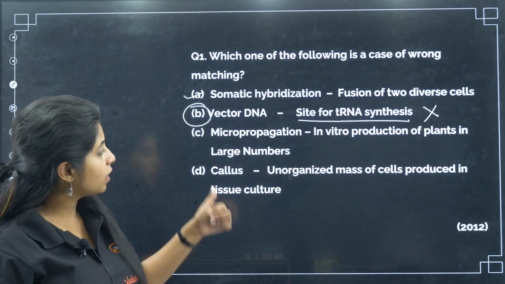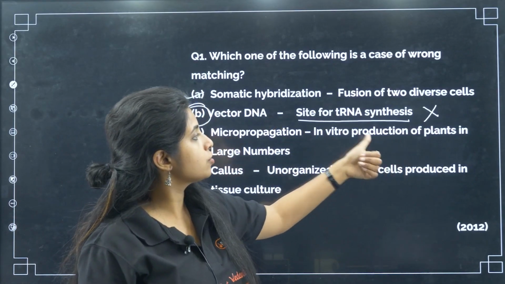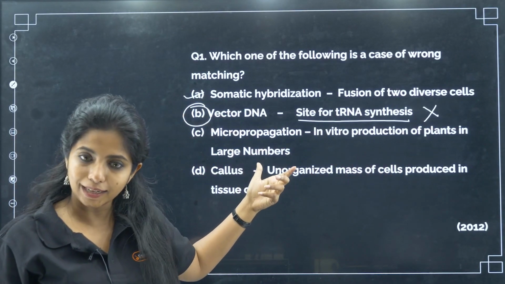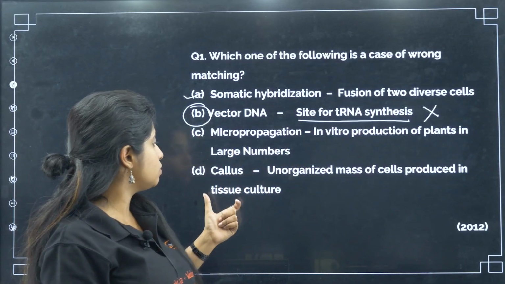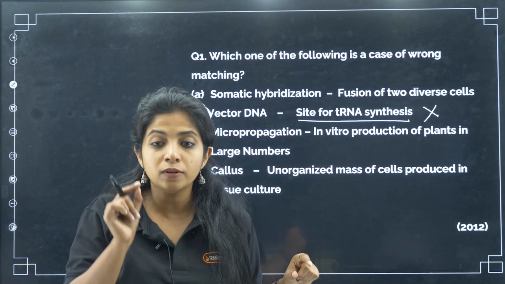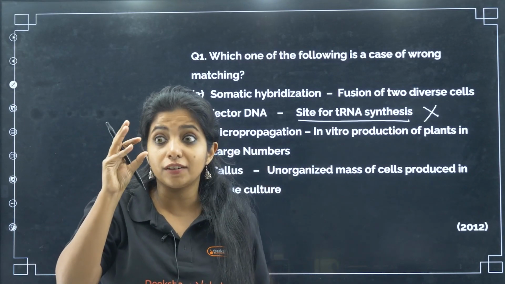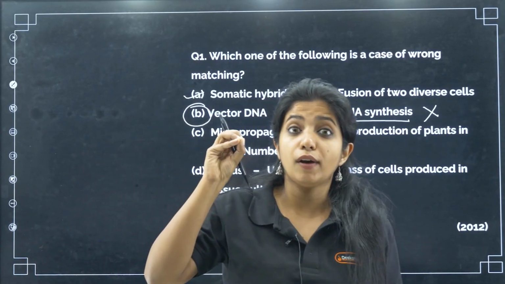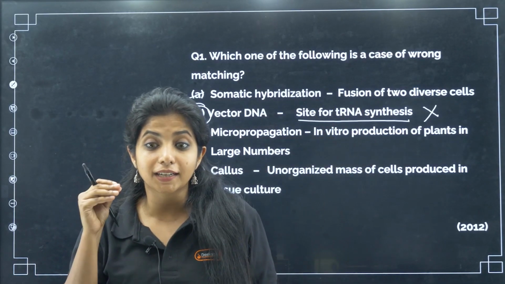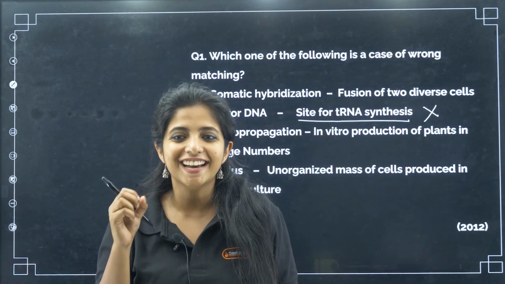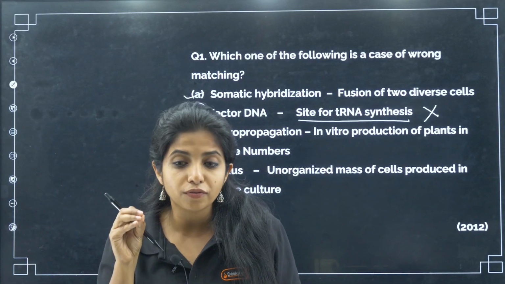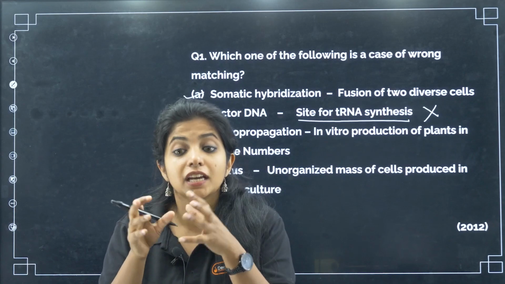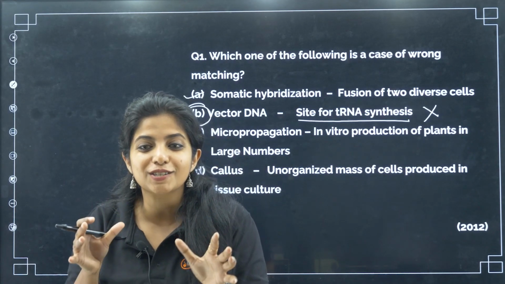We have to see. Now, micropropagation, in vitro production of plants in large numbers. Yes, that is known as micropropagation, yeah. And callus is the unorganized mass of cells produced in tissue culture. So in tissue culture, what do we do? We take a part of a plant which are having cells that divide way too much, okay? They contain high amount of meristematic cells, yeah? And then we put it inside a solution that contains a good amount of nutrients, so that the cells can easily divide and form something that is known as callus.